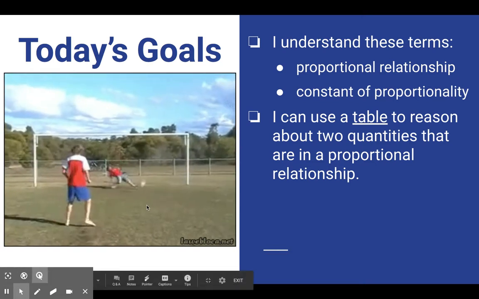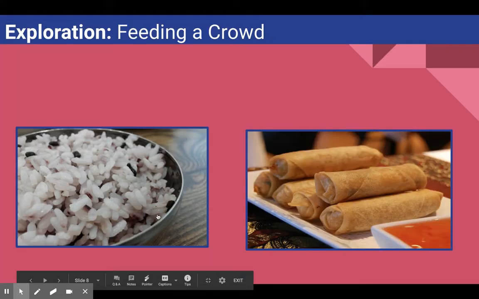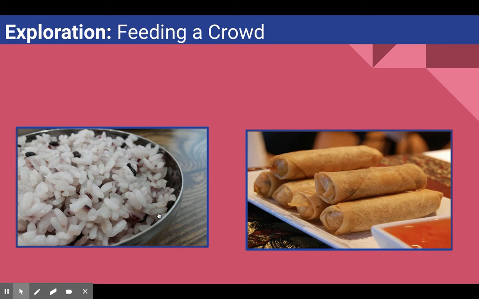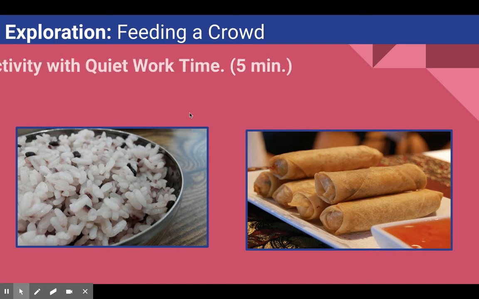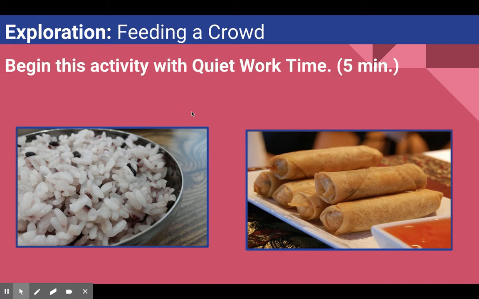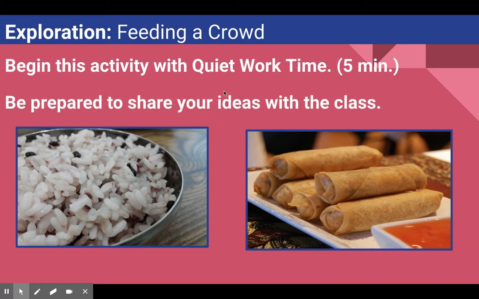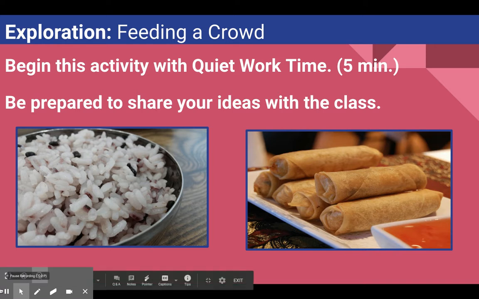So let's dive right into our exploration activity. Our exploration activity for today is called Feeding a Crowd. What I need you to do now is make sure that you have your student companion ready. If you can do a split screen, or as long as you have your student companion where you can type in it, you'll be good to go, because we're going to allow some independent work time before we start to share out. We're going to begin this activity with some quiet work time, about 5 minutes, and then you'll be prepared to share out your ideas with the class.